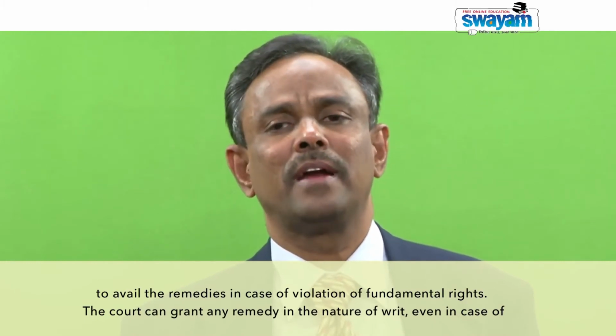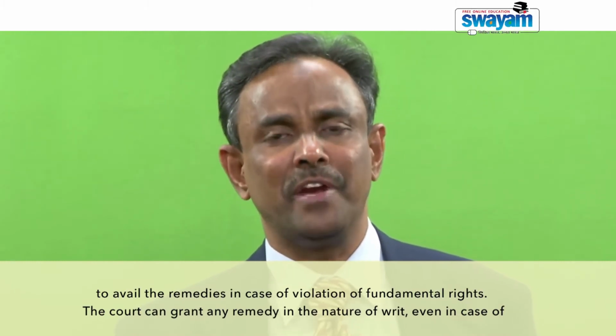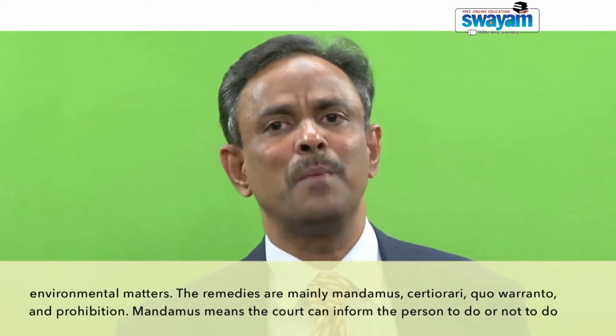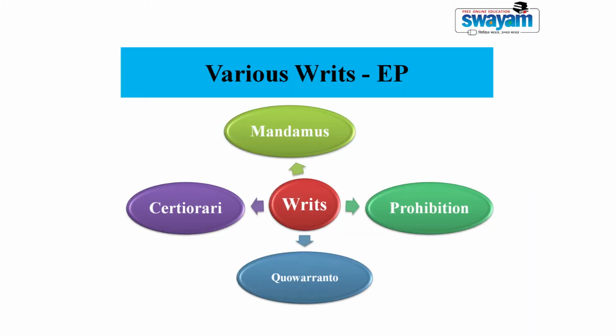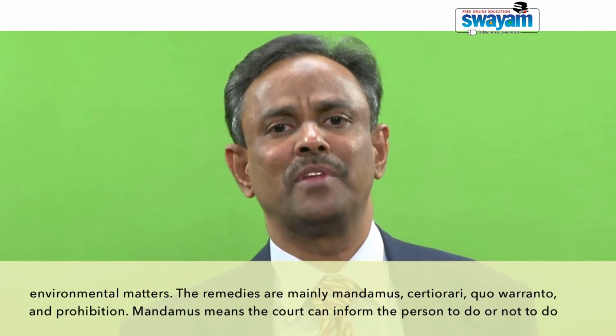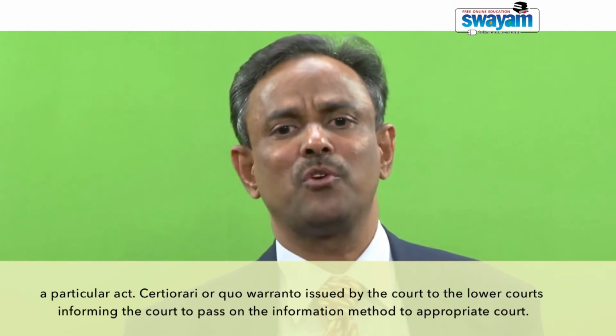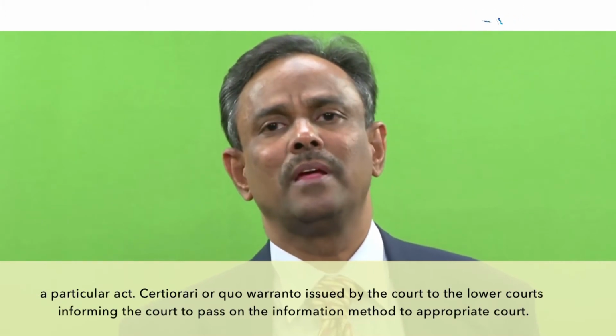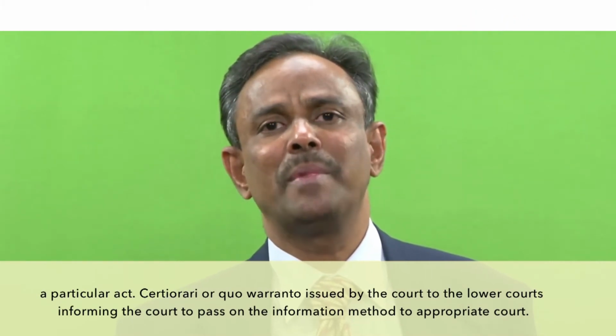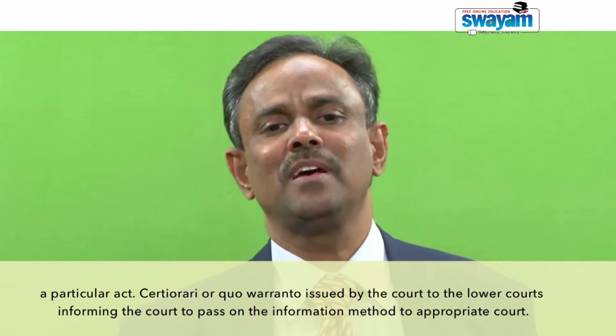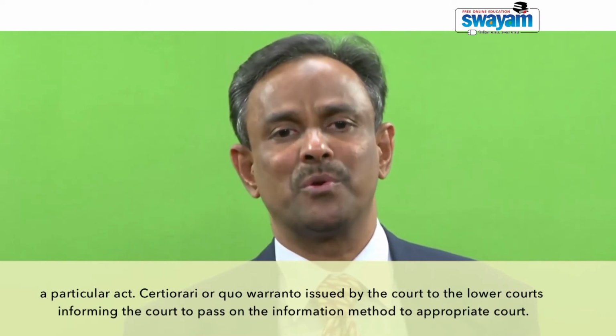The court can grant any remedy in the nature of writ even in case of environmental matters. The remedies are mainly mandamus, certiorari, quo warranto and prohibition. Mandamus means the court can direct the person to do or not to do a particular act. Certiorari and quo warranto are issued by the court to the lower courts, directing them to pass on the information or message to the appropriate court.